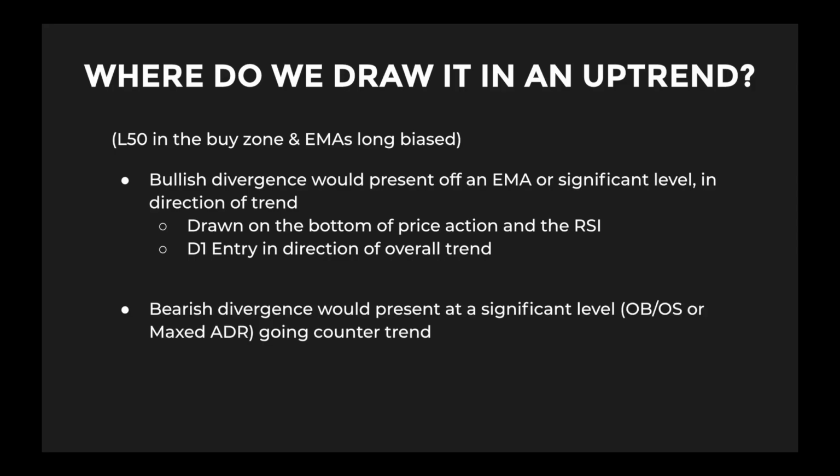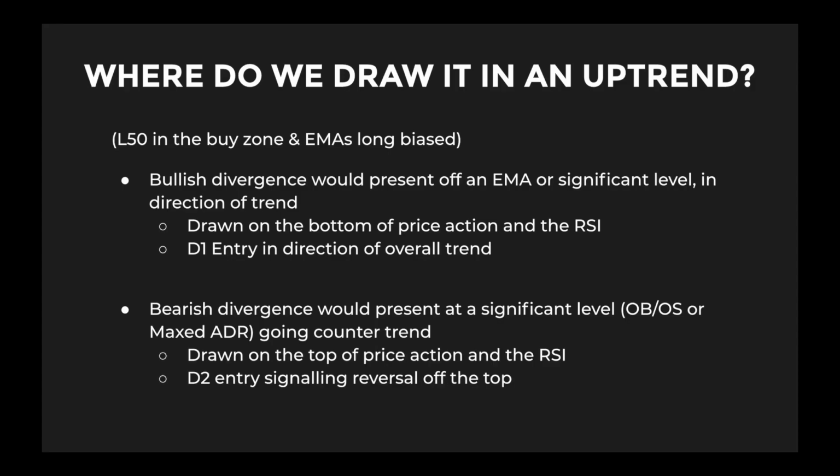Compare this to bearish divergence, which would present at a significant level, overbought, oversold, maybe maxed out ADR, going counter trend. So if you're in an uptrend, you're going to look for bearish divergence, which means a falling RSI and rising price action. You're going to look for that at the extremes, just at the high because you're in an uptrend. You're going to be looking to almost call the top. This is the D2 reversal off the top. Maybe you're looking that way because you see on the higher time frames that it's bearish overall. Maybe on the higher time frames you're at a significant level, and that's why you could justify taking that short entry in reverse, the bearish divergence telling you to take it short in reverse to the uptrend.